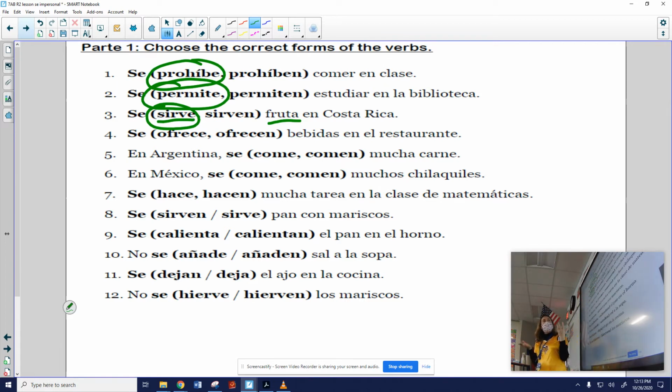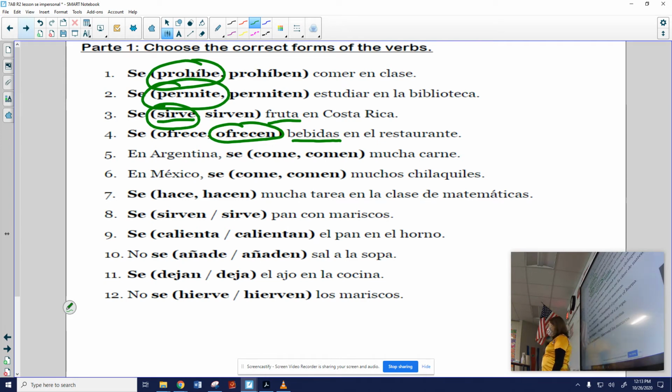Se ofrecen bebidas en el restaurante. ¿Cuál? Ofrecen, porque bebidas es plural. Drinks are offered in the restaurant. If I said drinks is offered in the restaurant, it sounds kind of weird. They just don't match. Work ahead on your own.